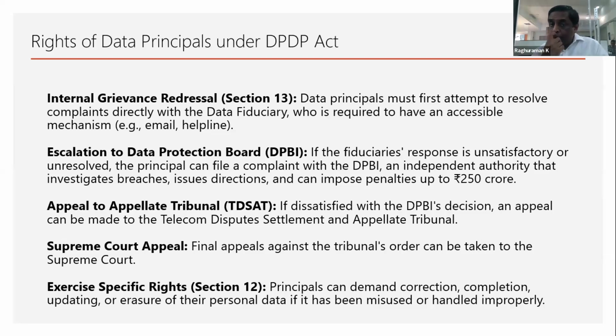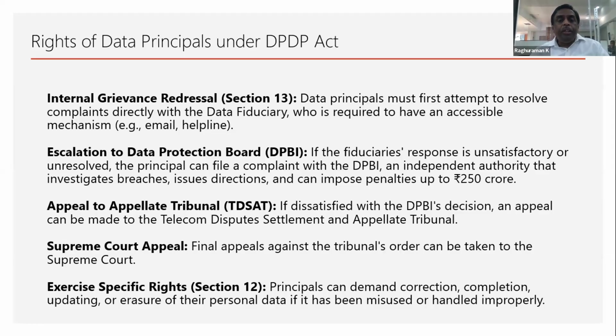After the internal grievance cannot be settled, the first authority is the Data Protection Board. Subsequently, the appellate tribunal: the Telecom Disputes Settlement and Appellate Tribunal, TDSAT, has been given the authority to act as the appellate tribunal under this act. Then the final appeal goes to the Supreme Court. So there is no route via the High Court. It goes to the appellate tribunal and from there directly to the Supreme Court.